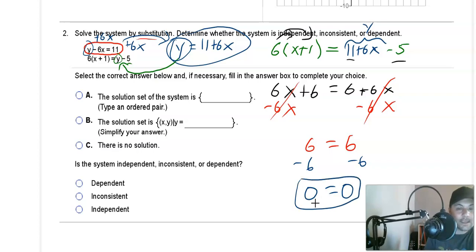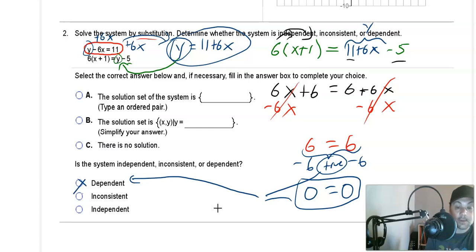So if you ultimately get 0 equals 0, or if your variables completely cancel out and you get something that's true, this is usually where I like to stop, and I see that this is true, that tells me that I have a dependent system. And it tells me that I have an infinite number of solutions. And if that's the case, you want to select option B here.